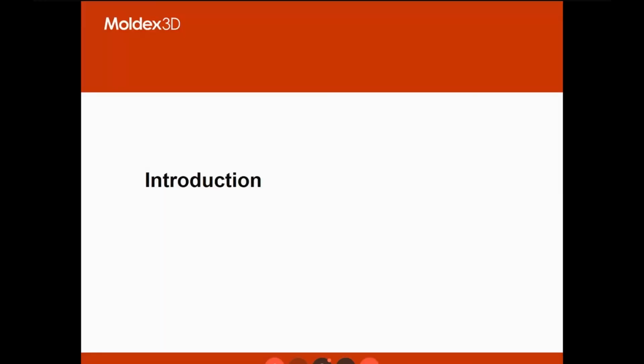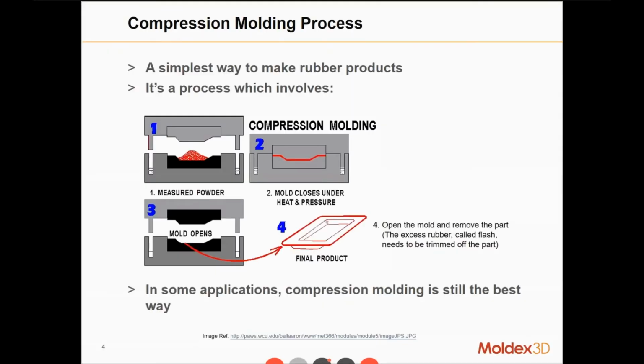Okay, so let's get started. First of all, the introduction. So compression molding is one of the simplest ways to make rubber products, and actually not just for rubber material, but also a lot of thermoset and thermoplastic materials can be used.